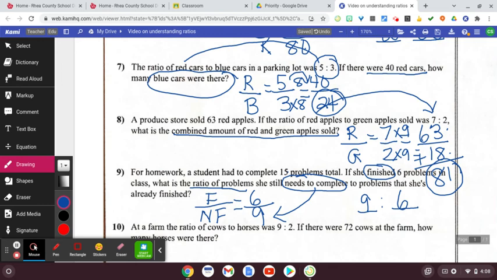Number 10, super easy. Farm, the ratio of cows to horses is 9-2. 72 cows at the farm. How many horses were there? So we're dealing with cows and we're dealing with horses. Our ratio is 9-2. Cows is 9. Horses is 2. 72 cows, so 72 must go up on top. We know that the pattern is times 8, so we also multiply this by 8 and we get 16. So how many horses were there? 16. If that question was how many total horses and cows, then you would add them together. But our answer is just 16.